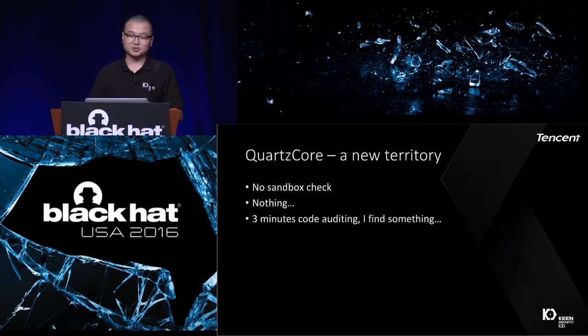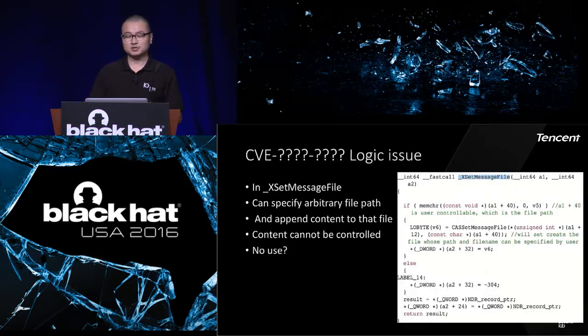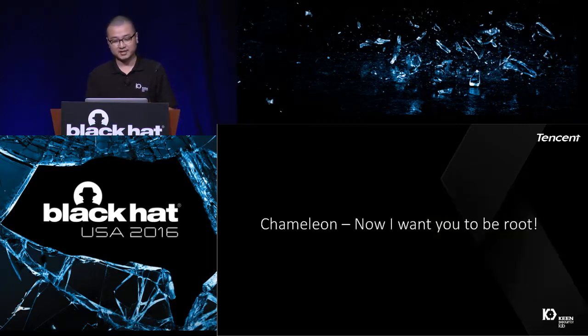And from now on, you actually can call every API in QuartzCore, and you will find it's very good because you find a lot of logical issues, like you call this set message file to append some content into an arbitrary file with an arbitrary path. But the privilege has to be WindowServer. But if you check this bug on iOS, you will find something interesting. I will not mention it here.